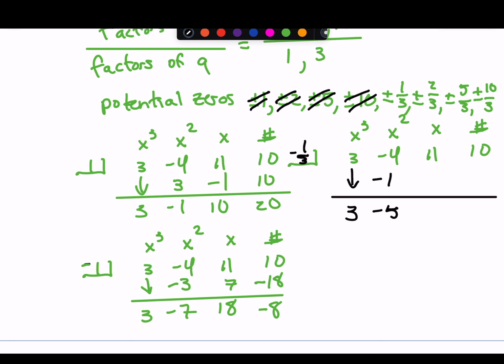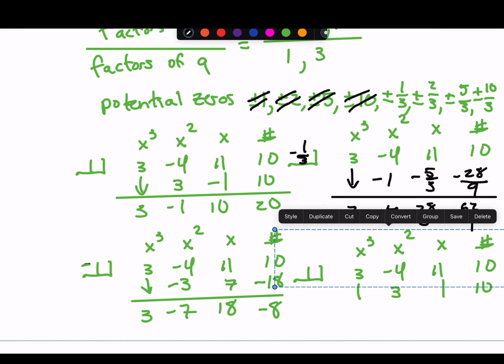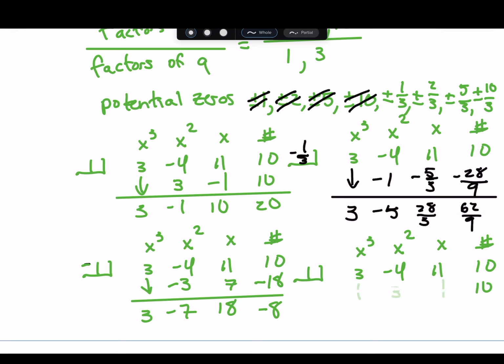-1/3 times -5 gives us -5/3. -5/3 plus 11 gives us 28/3. 28/3 times -1/3 gives us -28/9. Okay, and then we add that to 10, and we get 62/9, which is definitely not 0. Okay, so that one didn't work. Let's try one more. And instead of -1/3, let's try -2/3.